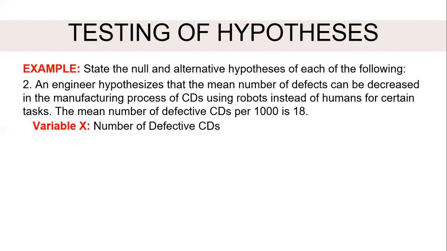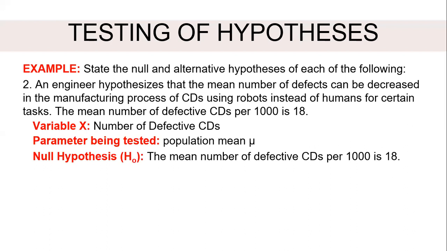So your variable here will be the number of defective CDs. The parameter being tested is the population mean. The null hypothesis is your H0: the mean number of defective CDs per 1,000 is 18. You do such because you stick with what the literature or the situation is saying, and you do not deviate from it.